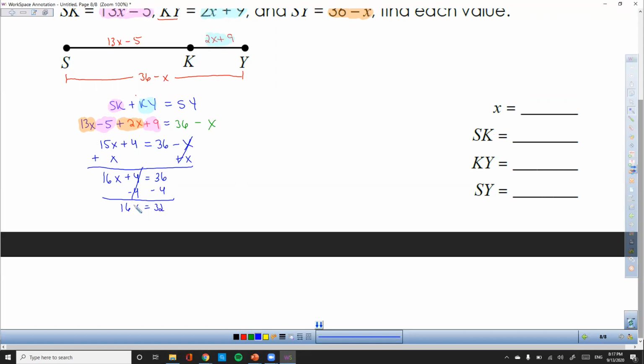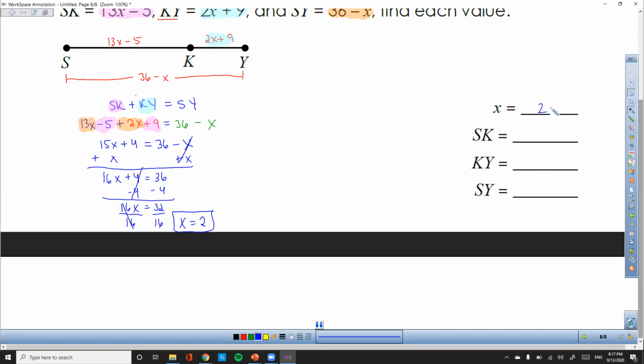And lastly, to solve for x, since I'm multiplying, I divide by 16. And what I do to one side, I do to the other side. So this goes away, and so I'm left with x equals 32 divided by 16, which is 2. All right, so I was able to solve for x, and I got my first answer here. I solved for x, and I got that my x value is 2.